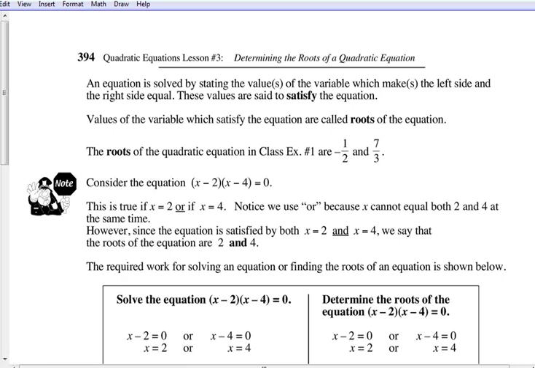It's a miracle. I skipped something, yes. Okay, so an equation is solved by stating the values of the variable which makes the left side and right side equal. Okay, let's go down to the box.